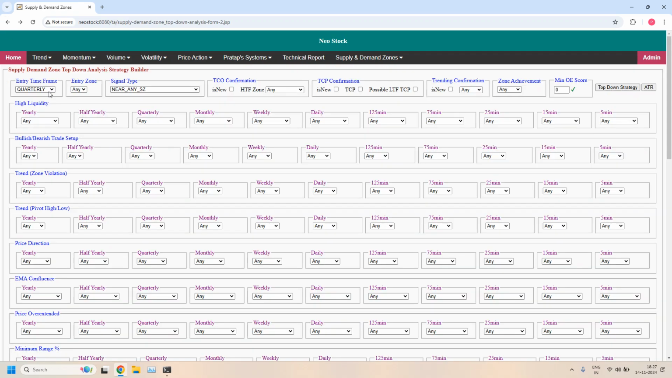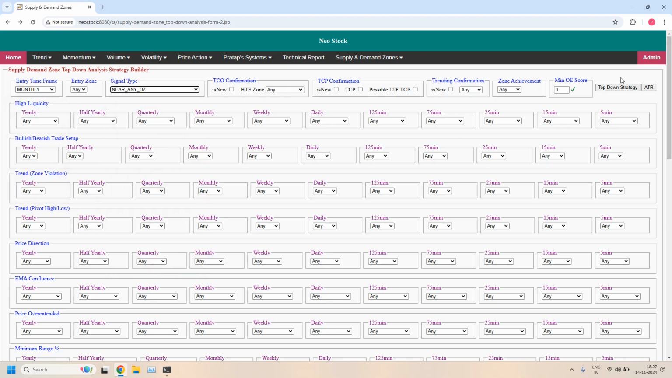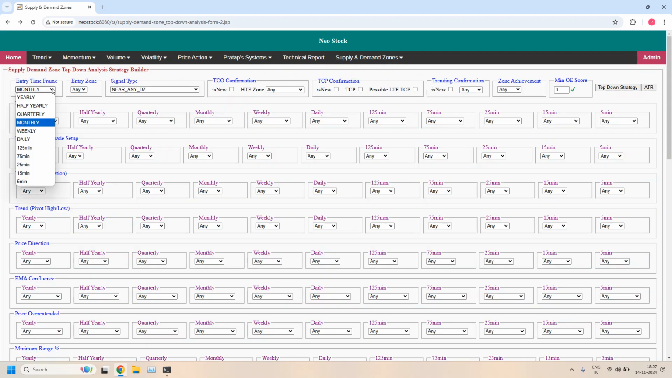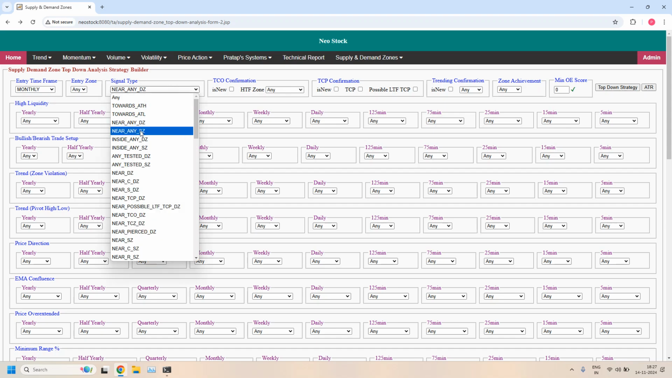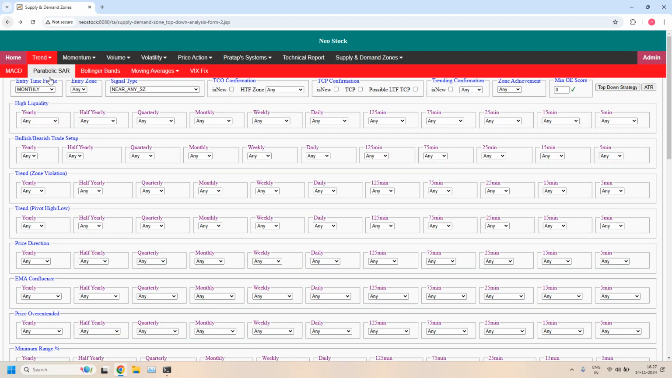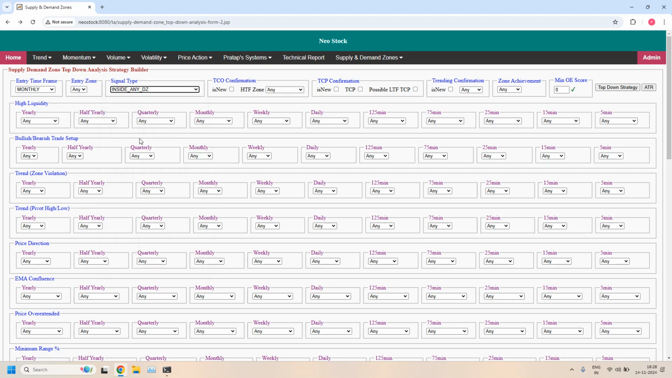Next time frame is monthly. Let's find the stocks near monthly demand zone. 10 stocks are filtered. Next, for monthly time frame, let's find the stocks near monthly supply zone. 1 stock is filtered. Next, for monthly time frame, let's find the stocks where price closed inside the monthly demand zone.